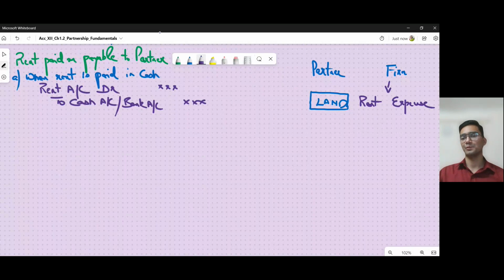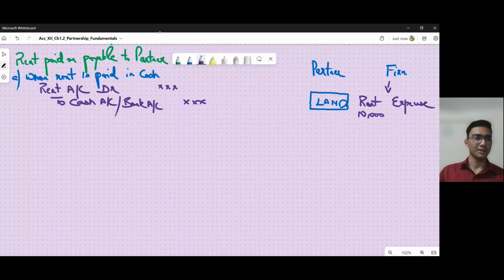So say over here, we took this land which is worth 1 lakh rupees and we are paying rent of 10,000. Again, the same case, just like we studied some time back. So when we are paying rent, this is an expense. The land taken has to be returned back to the partner. So it would be a liability for the firm to pay back, to give back. Now this is when the rent is paid.